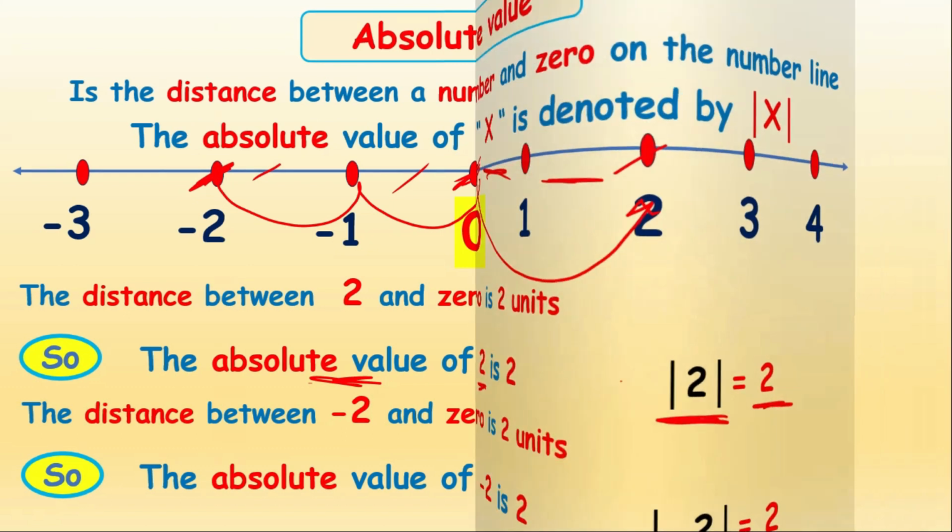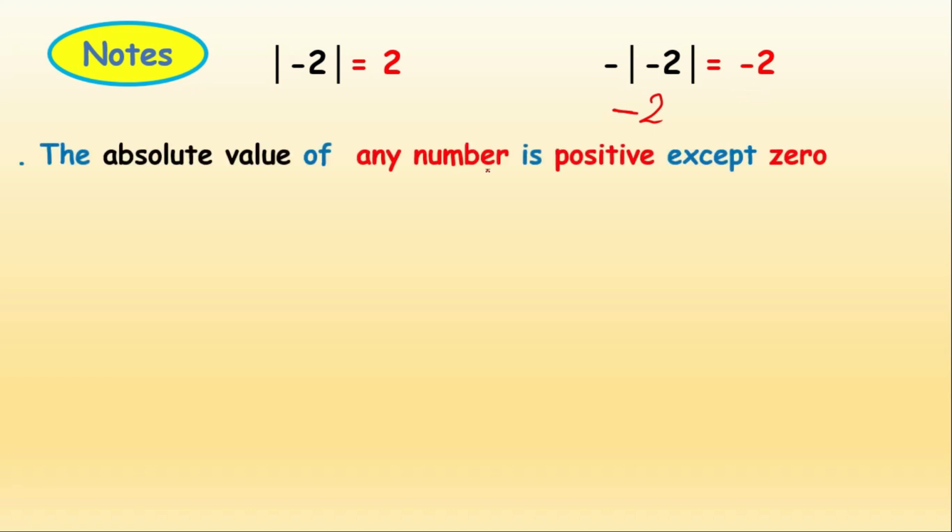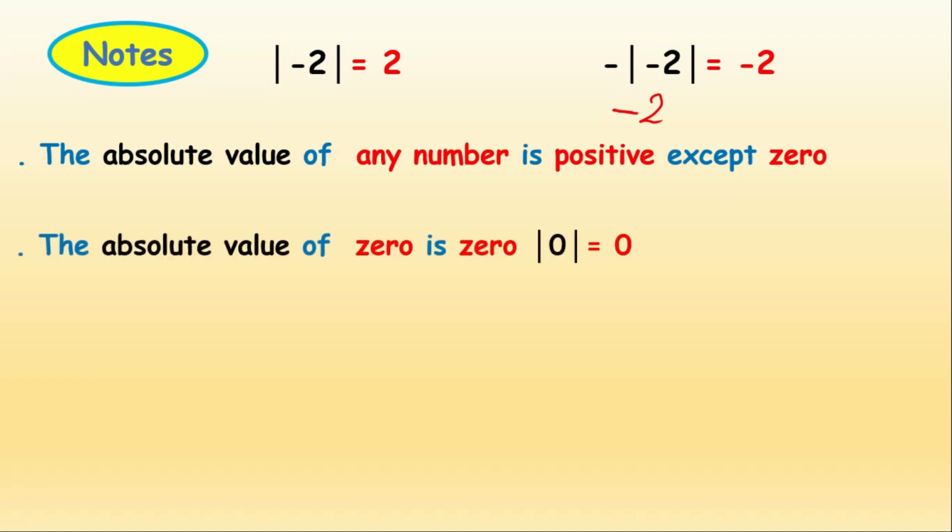Okay, here we have a note. The absolute value of negative 2 is 2, but negative absolute value of negative 2 is negative 2. Why? Because absolute negative 2 is 2 and we already have a negative. So the answer will be negative 2. The absolute value of any number is positive except 0, whether it was positive or negative. The absolute value of 0 is 0.